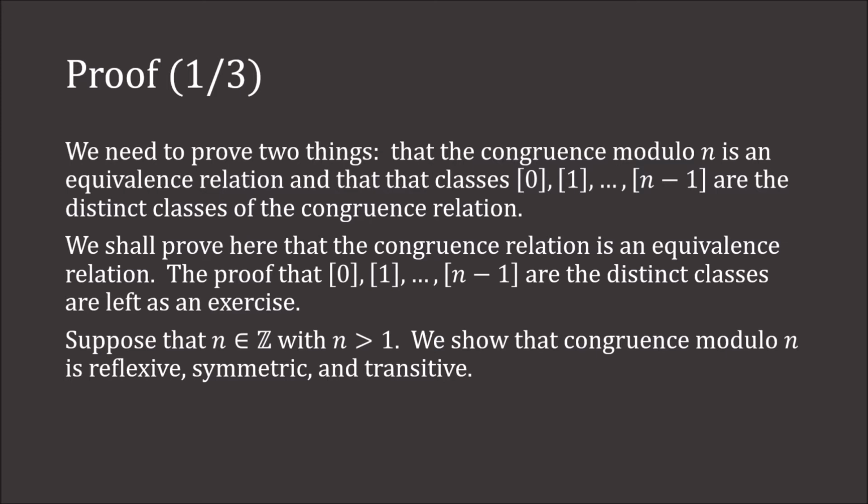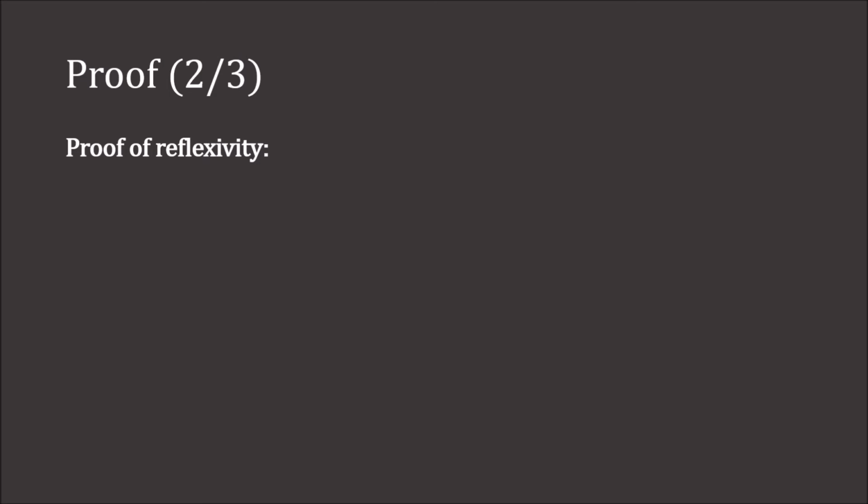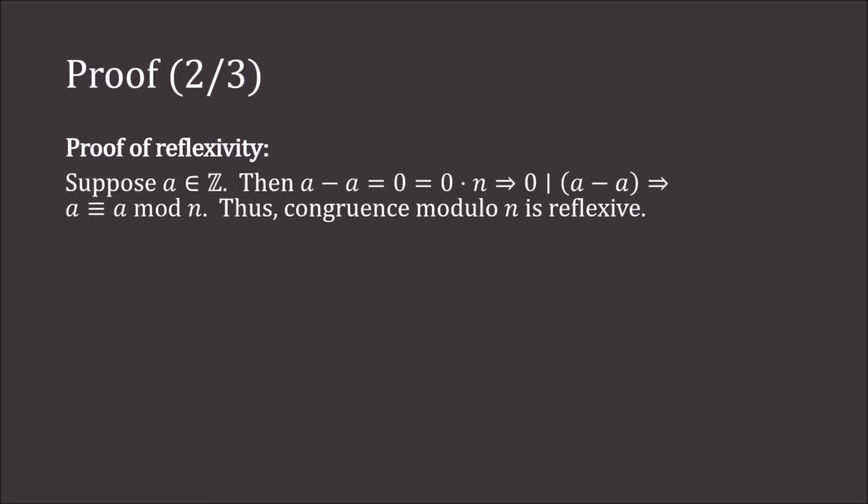We show that congruence modulo n is reflexive, symmetric, and transitive. Right? Remember, that's what it means to be an equivalence relation. So the proof of reflexivity: suppose that a is an integer, then a minus a is equal to 0. This equals 0 times n, which means that n divides a minus a, which implies that a is congruent to a mod n. Hence, the congruence modulo n is reflexive.